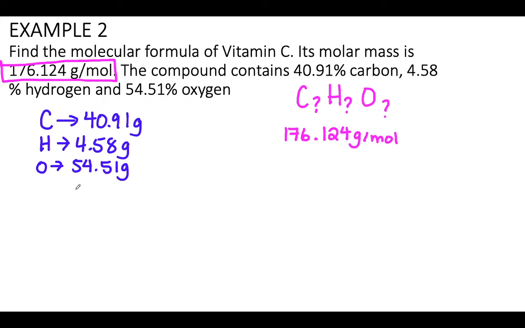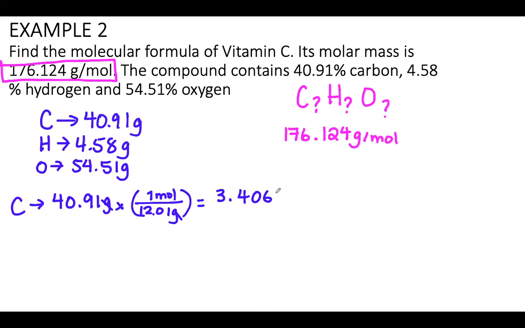Now that I have the masses of each of these elements, I can find the moles, compare them to each other to find the ratio, which gives me the empirical formula. So I'm going to go through that whole process with you. Given the mass of carbon, which is 40.91 grams, I can use the molar mass of carbon to figure out the moles of carbon. The molar mass of carbon is 12.01. If I do this process, I get 3.406 moles of carbon in this compound.